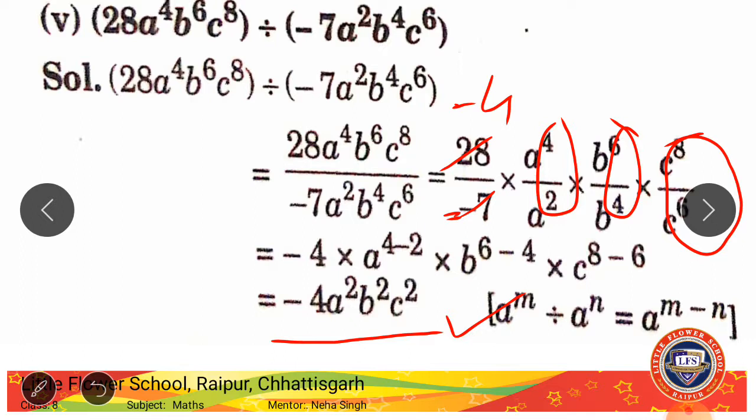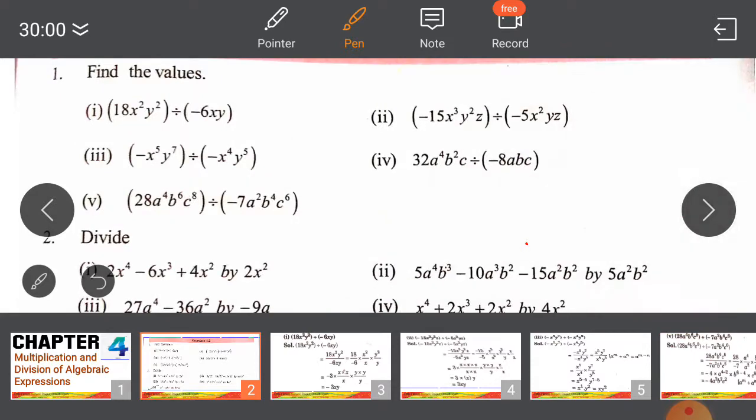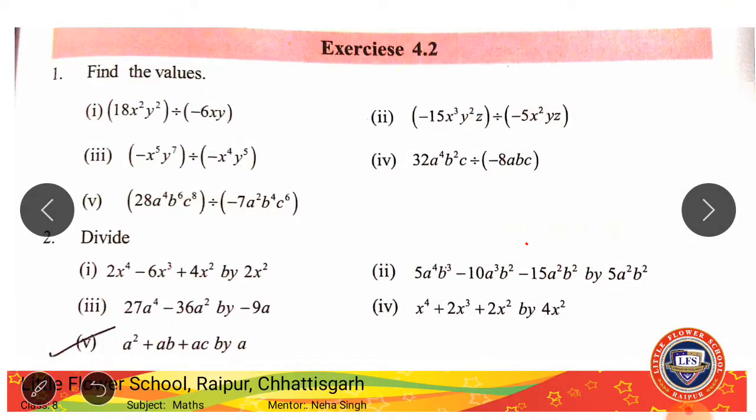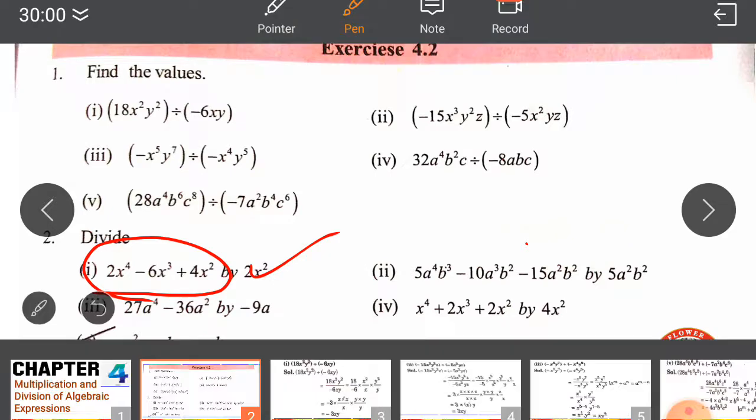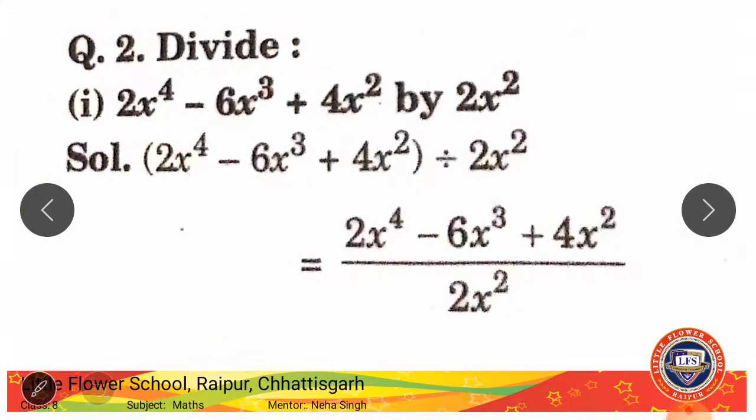This is your answer. So these were the questions where only one term was given in the numerator and denominator, no addition or subtraction in between. Now in this we have numbers with plus minus signs, and those you need to divide. So let us see how we can divide these types of questions.